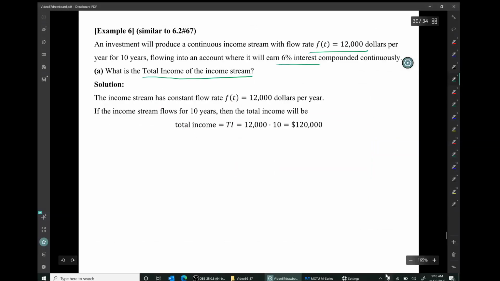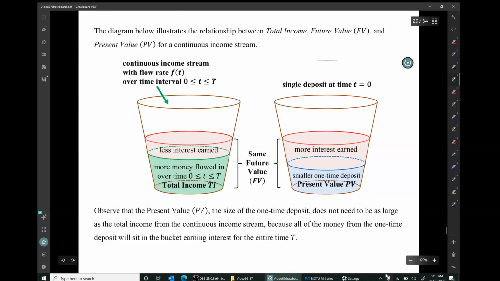Well, that's easy. The income stream has a constant flow rate. f of t is $12,000 a year. The income stream flows for 10 years, so the total income is just the flow rate times the number of years, so 12,000 times 10. The total income is $120,000. That's that green amount in the bucket.